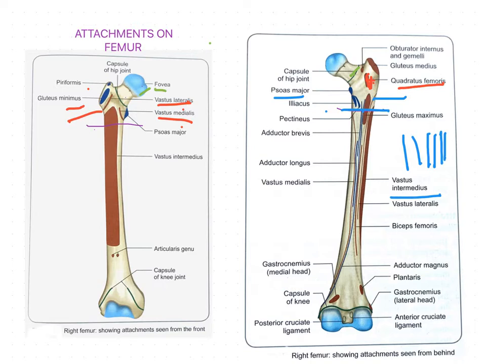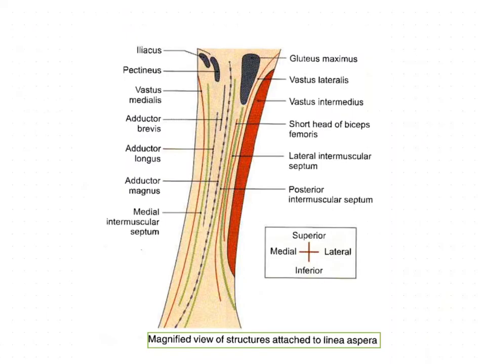So here these are the attachments on the posterior surface, that is along the linea aspera. Many muscles are getting attached here. This one we are going to see in a magnified form. So what are the muscles which are getting attached here?